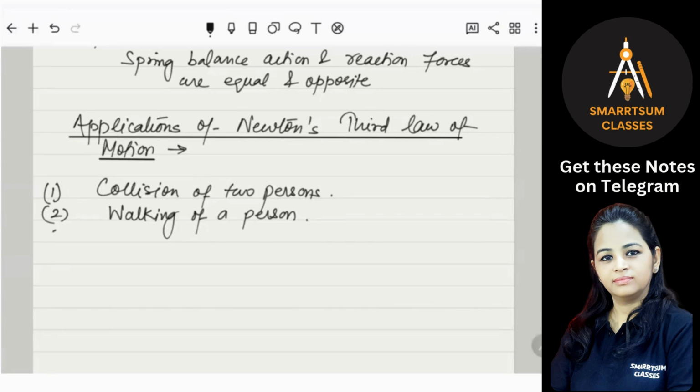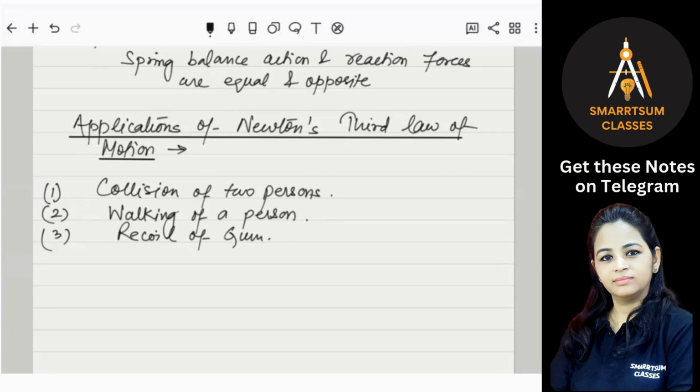Similarly, the third application is recoil of a gun. Have you seen somebody using a gun, right? When a bullet is fired from the gun, then what happens? There is a jerk which that person feels in the hand, right? So why is it so? Because the bullet also pushes the gun in the opposite direction with equal magnitude of force.